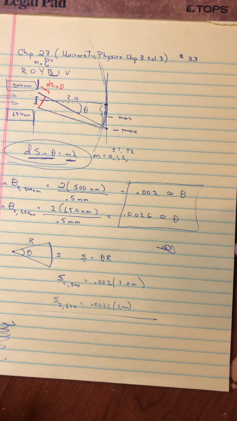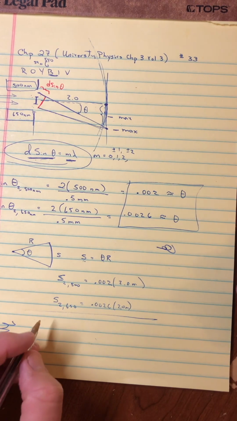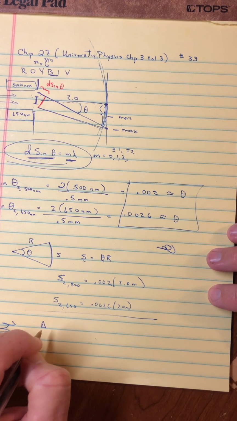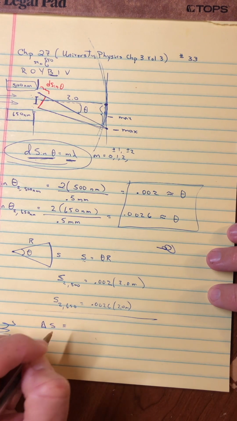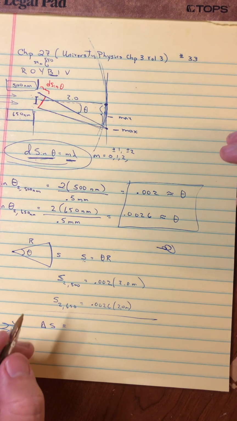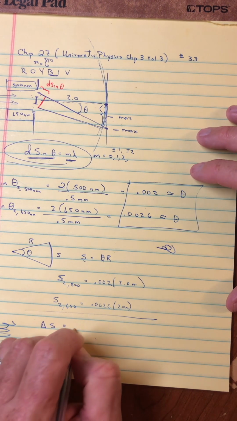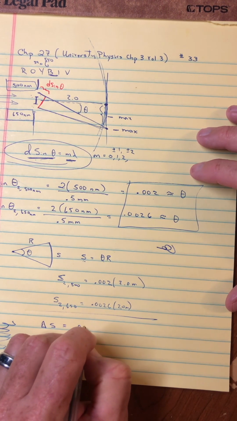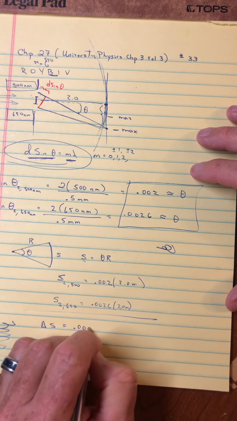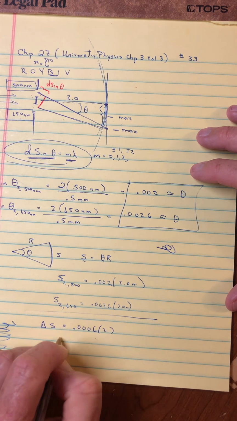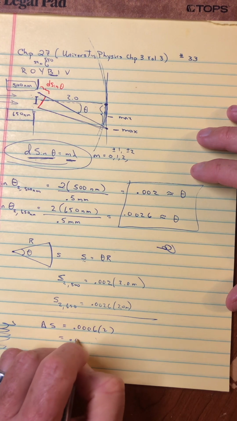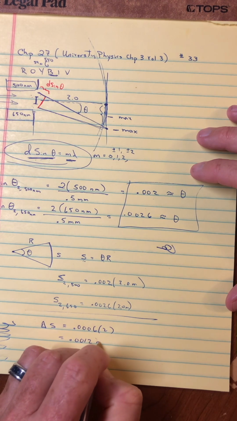But now, if I want to know the difference between them, I'll just divide those in two and subtract. So this is 0.0006 times 2, which comes out to be 0.0012 meters.